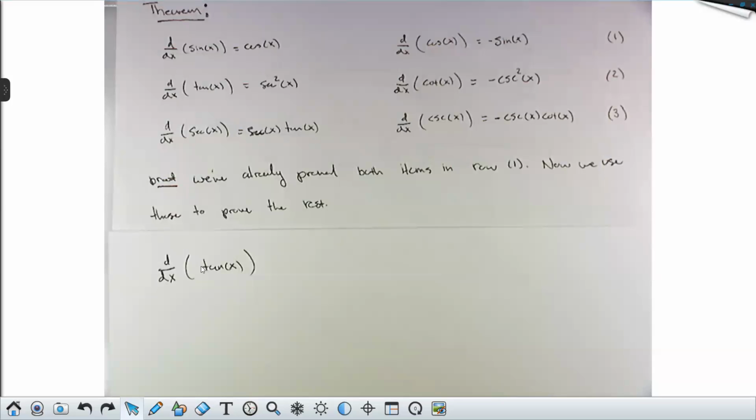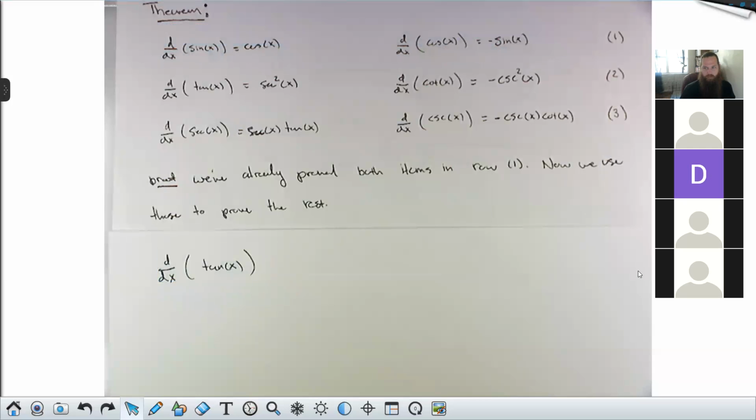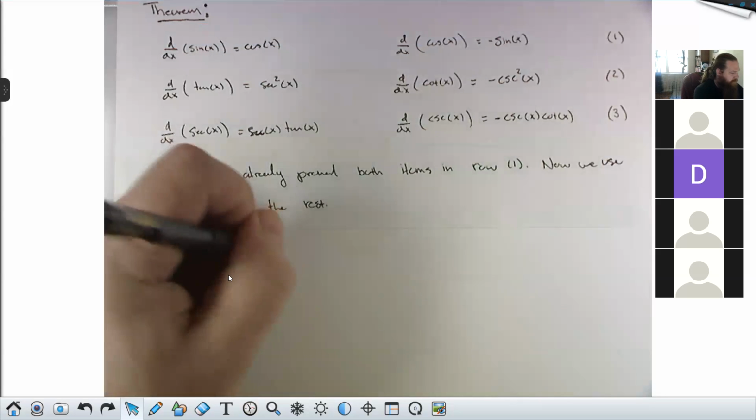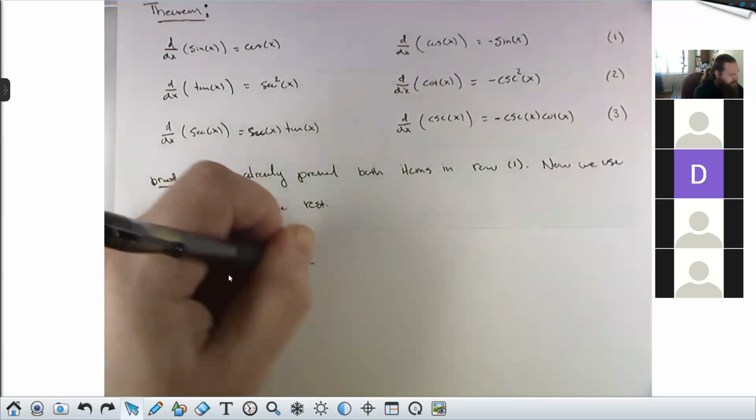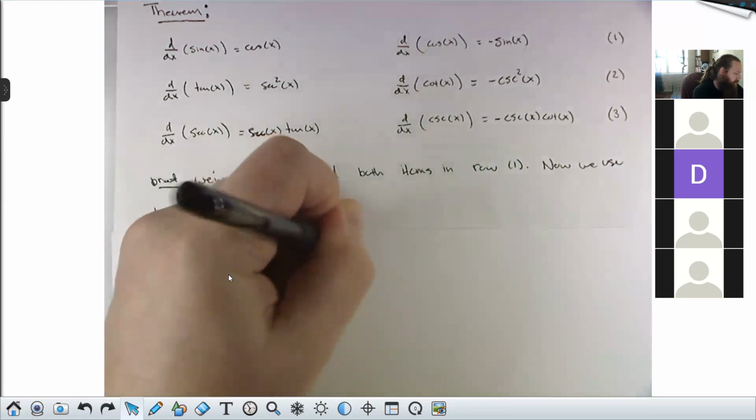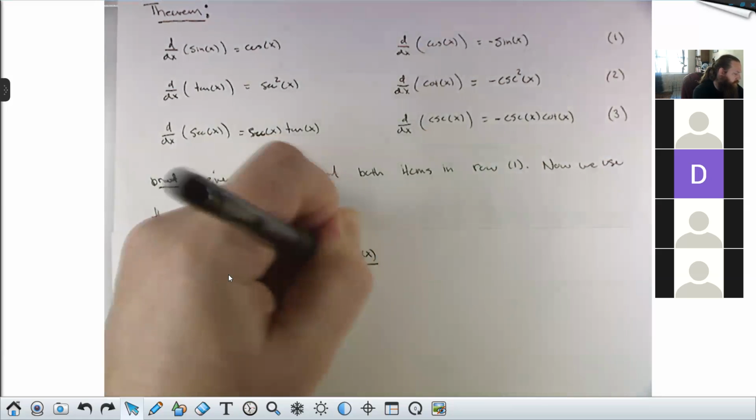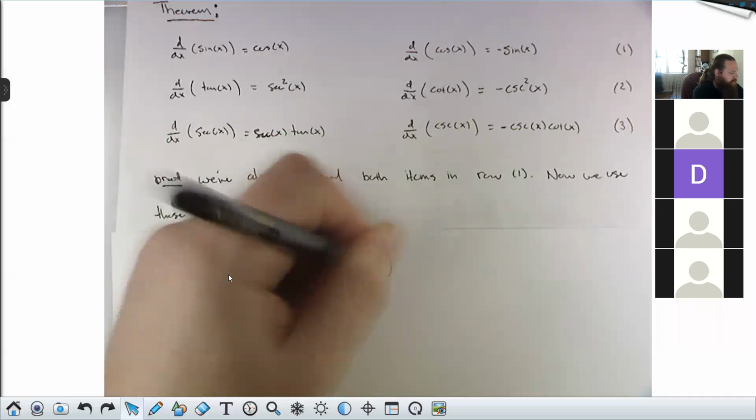I want to make my life easier. Does anybody see an easier way to get the derivative of the tangent function, knowing what we know, that the derivative of sine is cosine and the derivative of cosine? Yeah, very good. We're going to start by writing the tangent as sine over cosine. This is the definition of the tangent function for most people. Tangent of x is sine of x over cos of x.